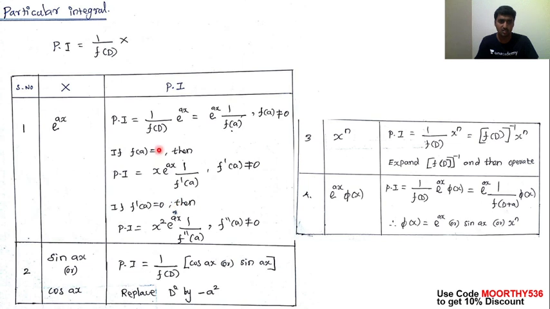So this is the procedure. It is common for all the categories. I have mentioned it only in the e power ax category, but it is common whenever f of a is 0 in the denominator. So we have to multiply x in the numerator, then differentiate the denominator one time with respect to the differential operator D.